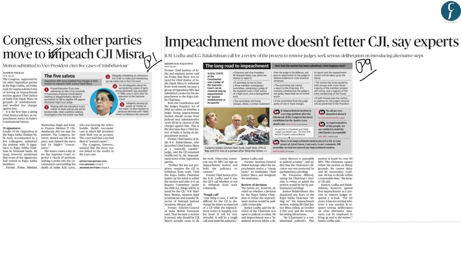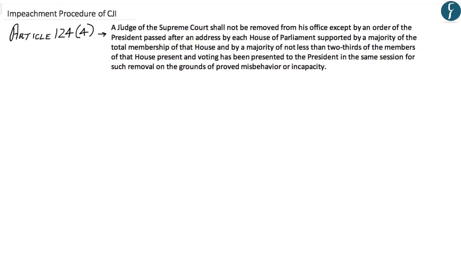Now, with regards to this news, we will not go into the politics of the impeachment of the Chief Justice of India. What we'll do is understand the impeachment procedure of the Chief Justice of India with regards to your civil services examination. Article 124, Clause 4 provides for the impeachment procedure of a judge of the Supreme Court, and the impeachment procedure of the Chief Justice of India is the same as the procedure for the impeachment of a judge of the Supreme Court.